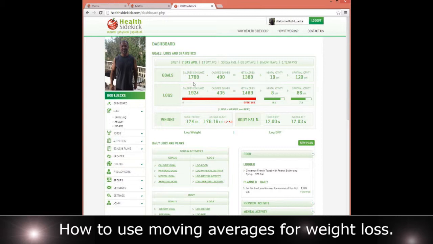I start looking at the variables inside each of these, the calories consumed. Well, over that 7 day period, what was I eating? Over the 14 day period, what was I eating? Over the last 30 days, what was I eating?